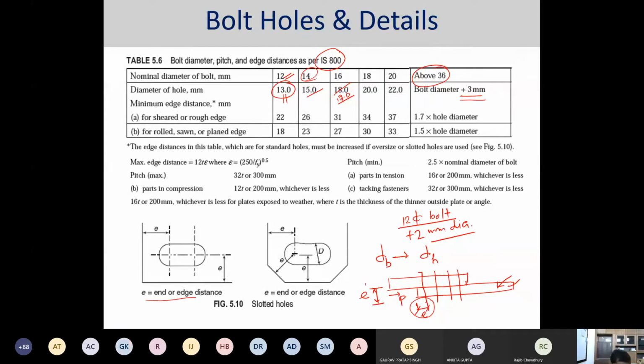In the IS code, certain limitations have been specified on the edge distance and on the end distance. We'll go through them one by one. The maximum edge distance is given by the formula 12 T epsilon, where epsilon is the square root of 250 divided by fy, and T is the thickness of the thinner plate.